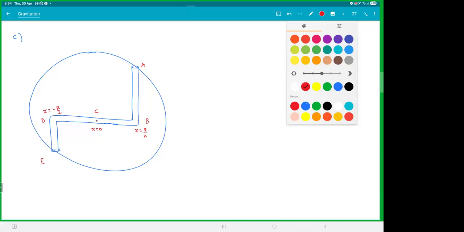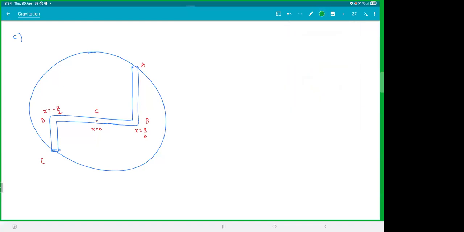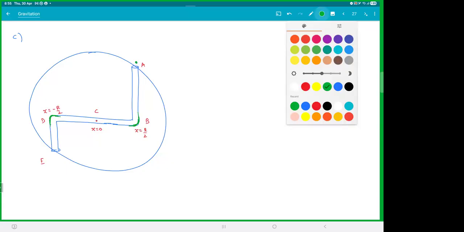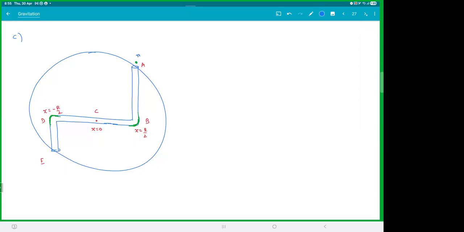Time taken to go from A to B. You released a particle from here. These are smooth curves, so you're not going to collide. The particle will come, glide, and go. So neglect any sharp points or sharp collisions. These are smooth curves, you're just going to glide. This is a particle released from rest.